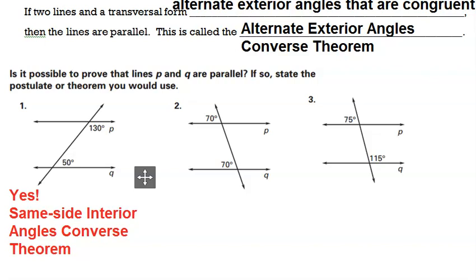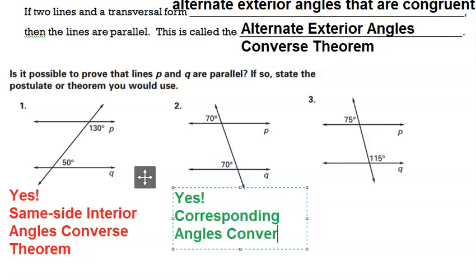You look at problem number 2. You got a 70-degree angle and another 70-degree angle. They're both on the upper left of whatever corner they happen to be on. That would make them corresponding. We want corresponding angles to be congruent. 70 and 70, they are. It checks out. We have a winner. So that means yes, again. And then this one would be the corresponding angles converse, and this one is a postulate.